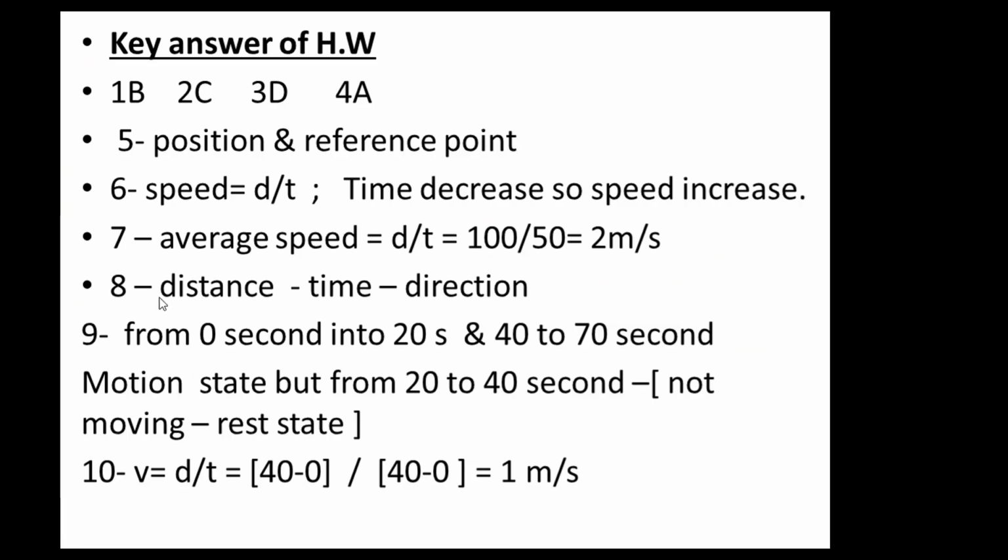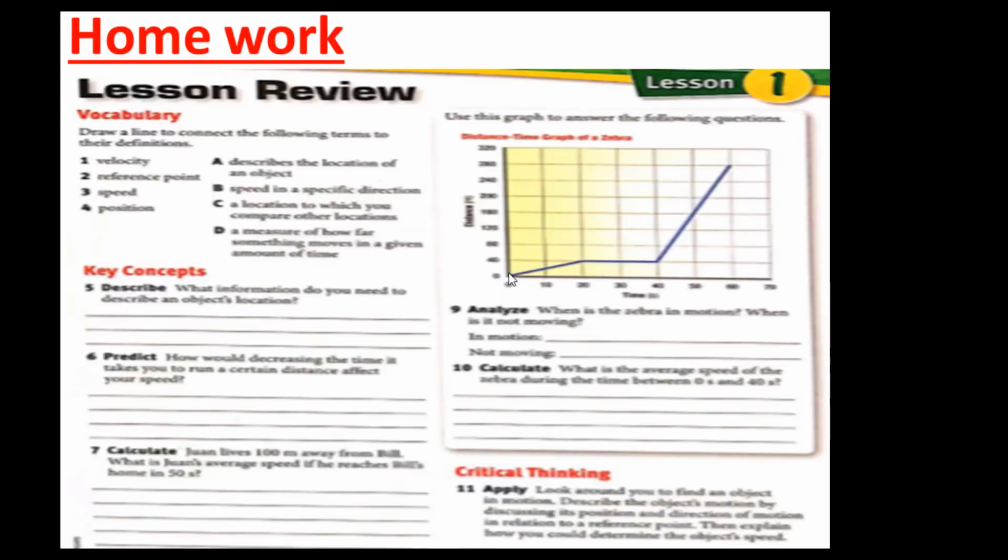We mentioned before, velocity equals distance over time. So the first thing you must know is distance, second time, but in a different direction. From 0 to 20 is the first motion state, from 20 to 40 rest, from 40 to 70 second motion state. And I need the speed from 0 to 40 seconds. Number 1, what is the time? Time is 40 minus 0 equals 40 seconds. What about distance? Go up at 40 and go left at 40 gives you the distance.